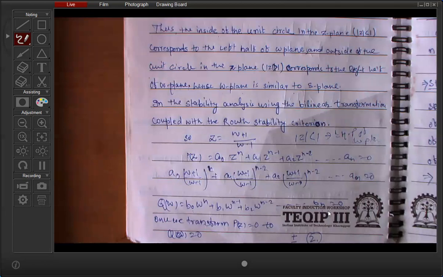The Routh-Hurwitz criteria says that if each and every element of the first column is positive, then you can say the system is stable. But if any element of the first column is negative, then you can say the system is unstable. And how many roots lie in the right hand plane is indicated by the total number of sign changes in the first column.